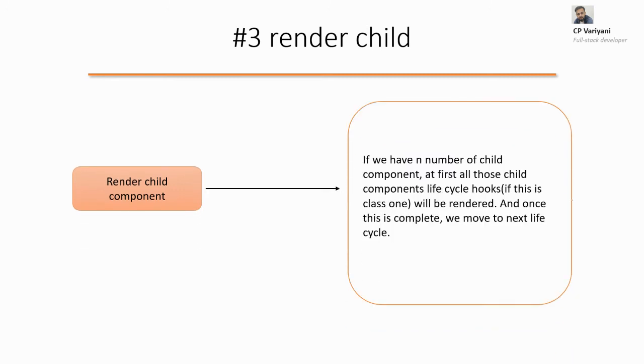And render children is something that I already explained in the previous part as well, that if you have one parent component and there you have written five more child components, then all the child components will complete their lifecycle hooks, and then we will say that the render is complete.